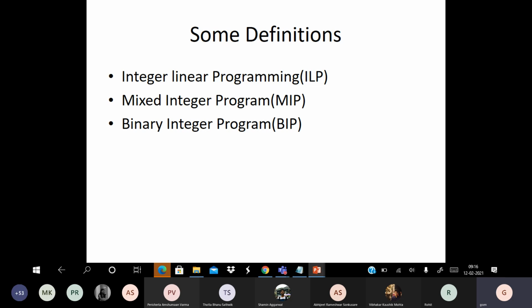Then we have binary integer program. Binary integer program means the variables of the program are restricted to take only 0 or 1. So that is binary. It cannot take any other integer like 2, 3, 4. Only 0 or 1. That type of program is known as binary integer program.